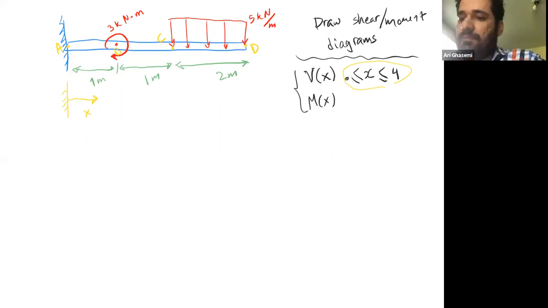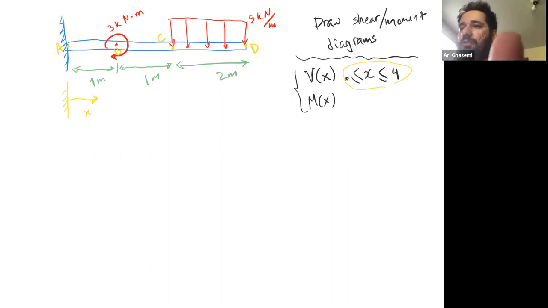Waiting on your response. Yes, 3, that's right. The correct answer is 3. As you can see, from A to B, we don't really have any changes, right? Then suddenly at point B, you have an external couple moment that shows up. So between A and B is one of my intervals. Then from B to C, everything is smooth and nothing else shows up. Then suddenly from C, you have a distributed load showing up. So you have 3 intervals, A to B, B to C, and C to D.